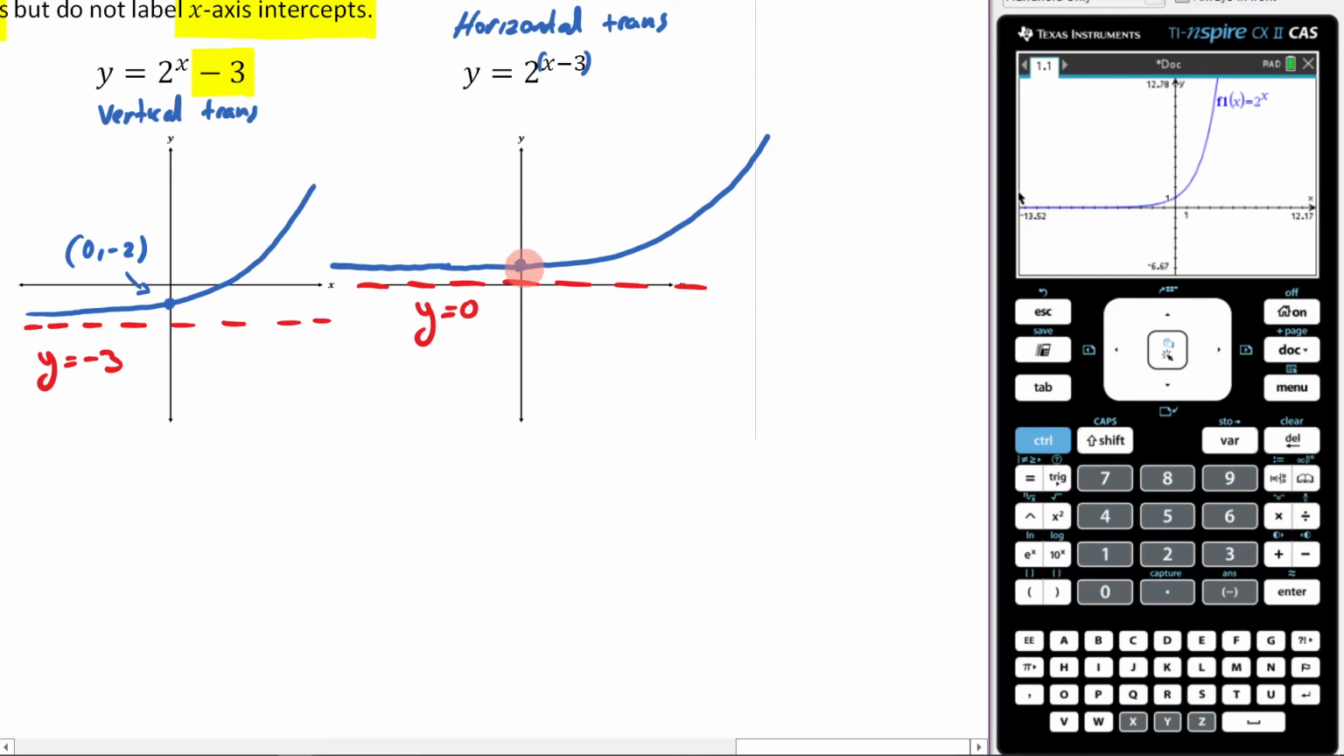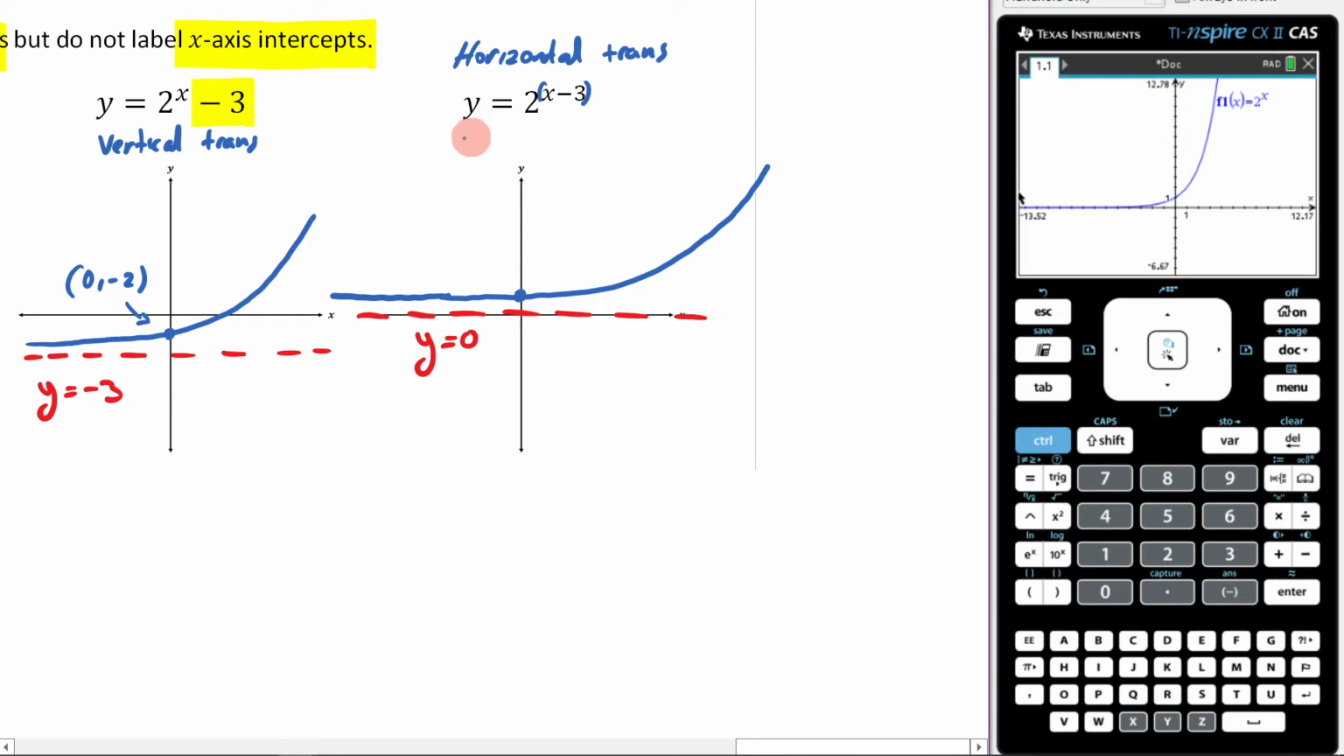But now, would you agree that my y-axis intercept is going to be different? So what's going to happen to find it is I'm going to let x be equal to 0. So I'm going to get 0 minus 3, which is going to be y is equal to 2 to the negative 3, which means this point here is going to be (0, ?). What is 2 raised to the negative 3? Well, that's going to be 1 on 8. So one of the main ways that you can tell that a shift has happened is by looking at what your y-axis intercept is going to be.